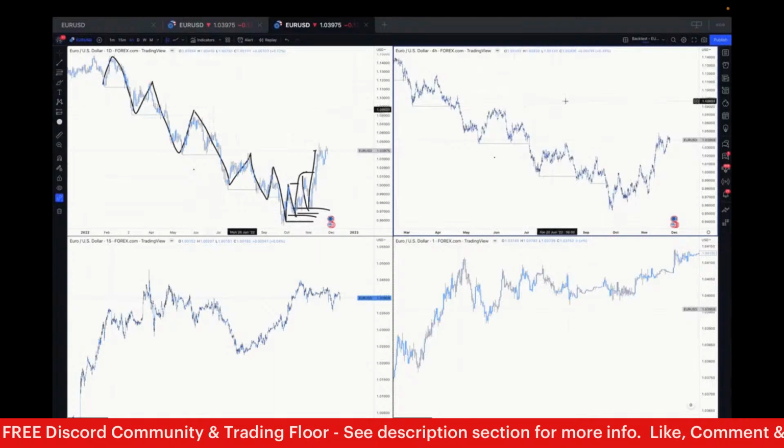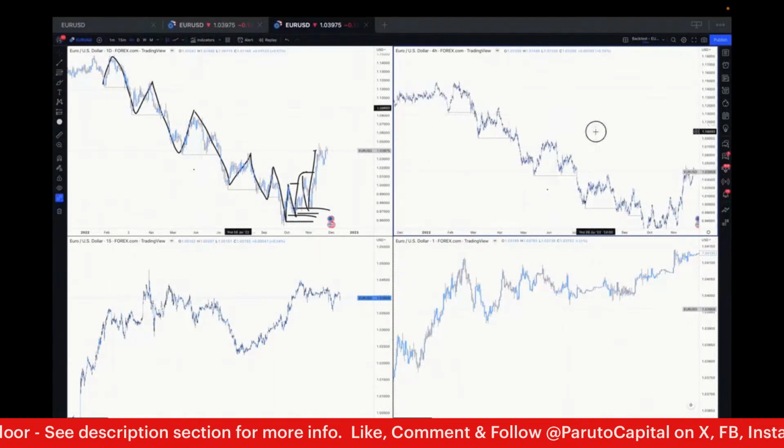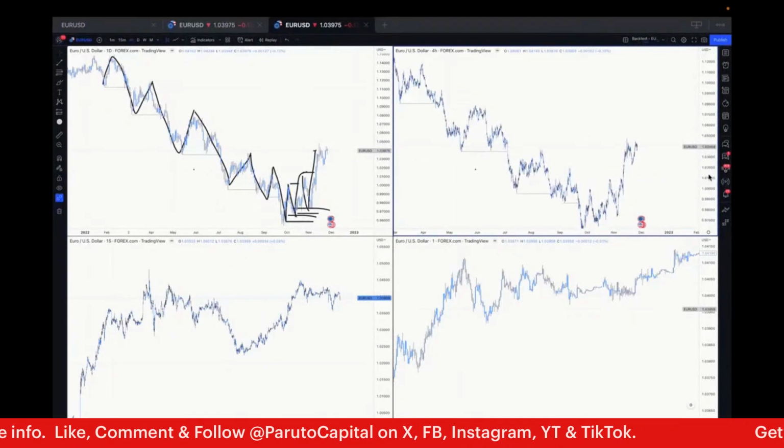Now with this, let's look at something. So this is of course on the 4-hour. So you know that of course this was a downward trending market, but then let's look at how the 4-hour changed character.